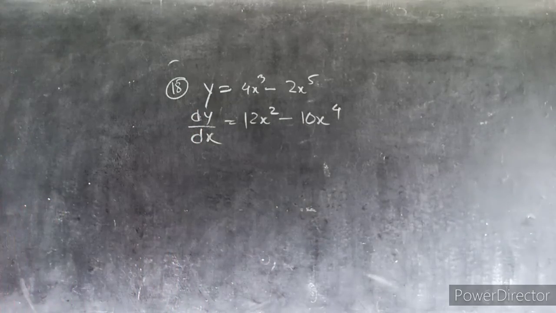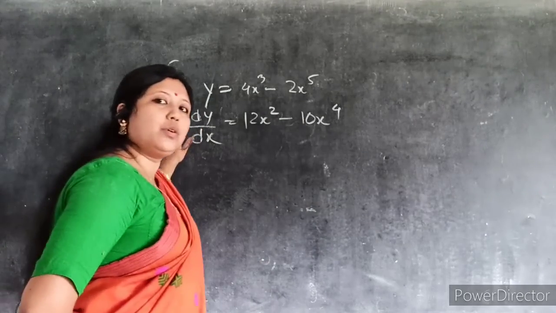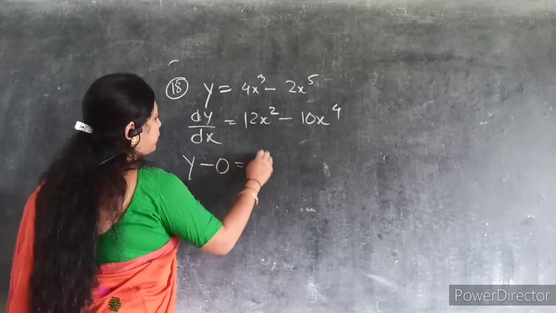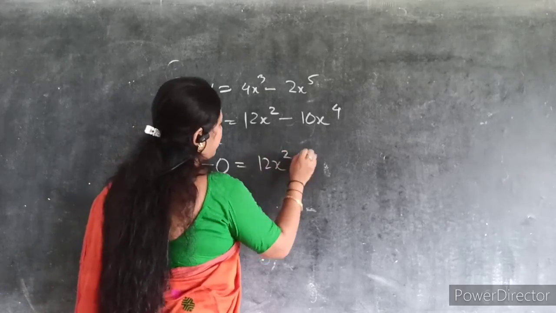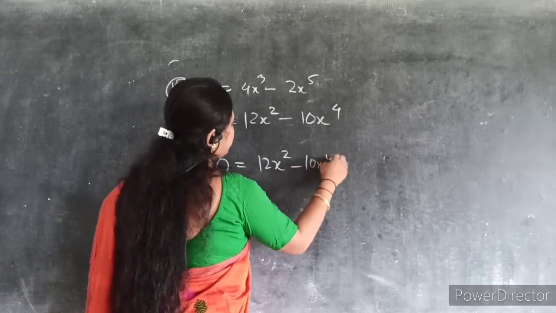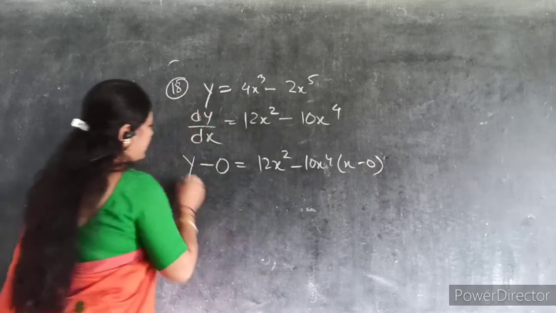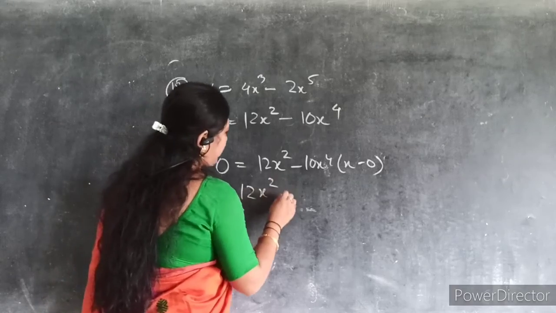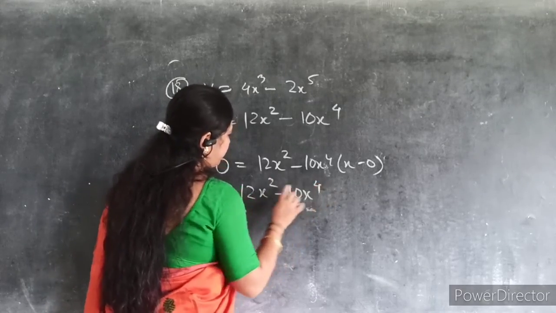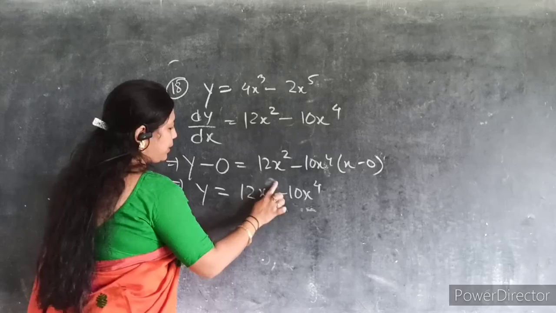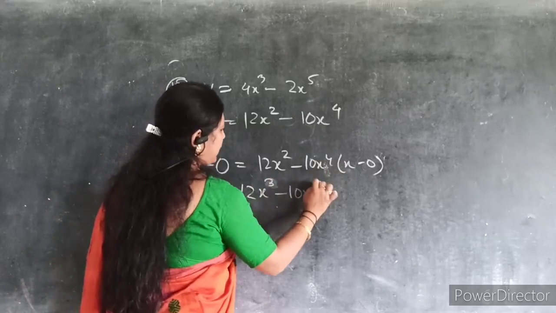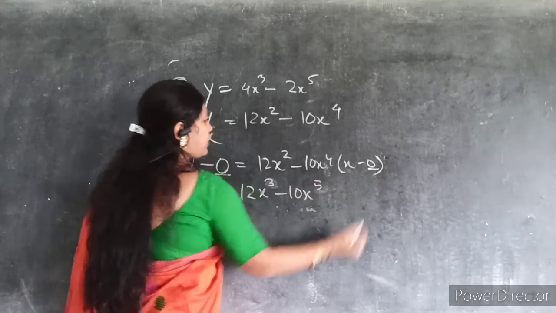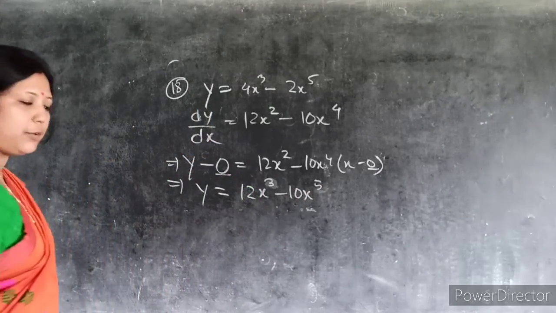Okay, so here this curve is passing through the origin. So we can write y minus 0 equal to 12x squared minus 10x to the power 4 times x minus 0. That means here we are getting y is equal to 12x squared minus 10x to the power 4, so you multiply, this will be x cube and this will be x to the power 5. Okay, so it is passing through the origin, so we are putting x0 and y0 to be 0, 0.